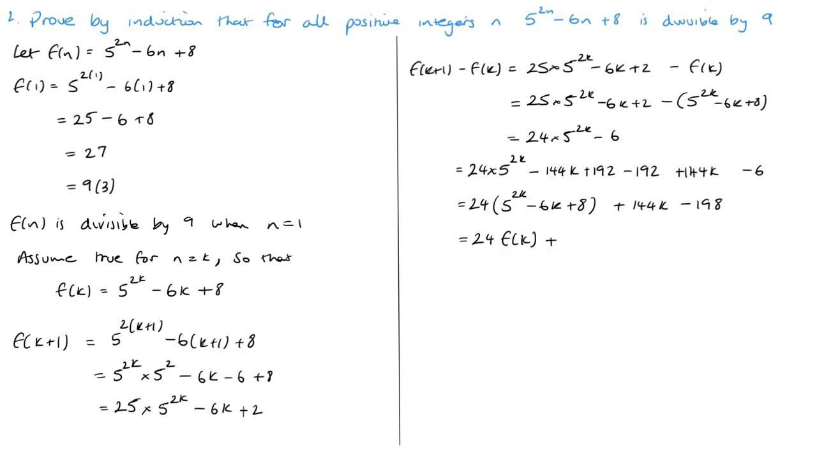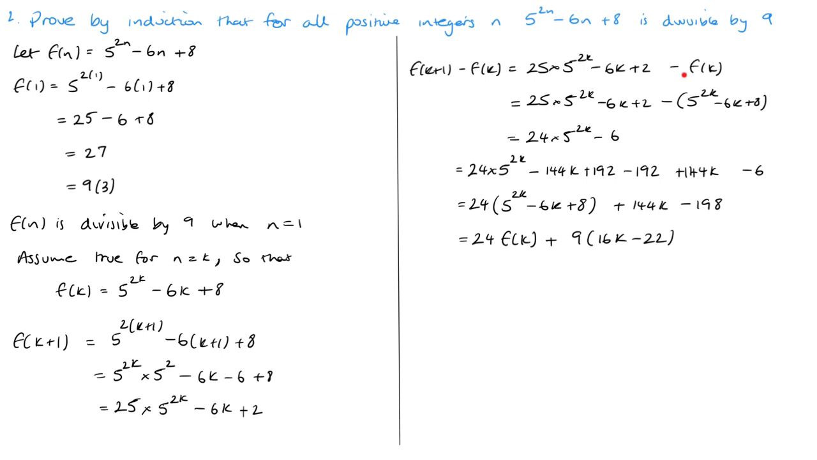Now 144 divided by 9 is 16, and 198 divided by 9 is 22. So there we have now 24 f of k plus 9 lots of 16k minus 22. I couldn't see any other way of doing that.